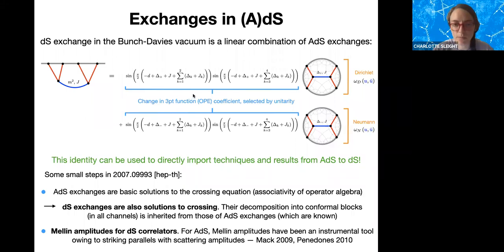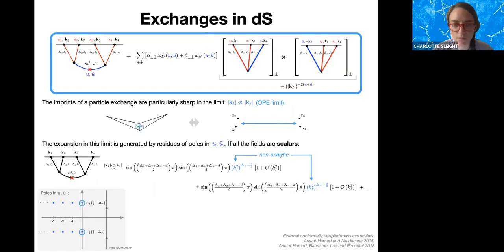Okay, so coming back to this Mellin-Barnes representation of distributed exchanges, let's explore a little bit how this packages the physics. The signal indicating that a particle exchange has taken place, the signal that would distinguish it from a local quartic contact amplitude, is particularly sharp in the limit where the exchange momentum Ki is soft, so its magnitude is a lot less than that of the external momentum. In the language of conformal field theory, this limit is referred to as the operator product expansion limit, or the OPE limit. In position space, this corresponds to taking the two pairs of points to be far apart. So the behavior of your boundary correlator in this limit is a good diagnostic of whether or not a particle has been exchanged between these two pairs of points.